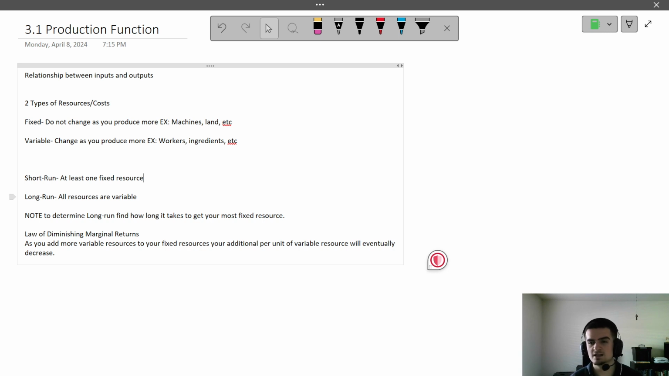In the short run, at least one resource is fixed. So that long run for the baker might be 2 weeks because it takes them 2 weeks to buy an oven and for it to get there. So they can't adjust their fixed resources in that short run. Yeah. So to determine long run, find how long it takes to get your most fixed resource. So workers are sometimes variable. No. Workers are variable. Never mind. But maybe that baker, it takes them 2 weeks to hire a worker and 4 weeks to get an oven. So what defines their long run is 4 weeks.